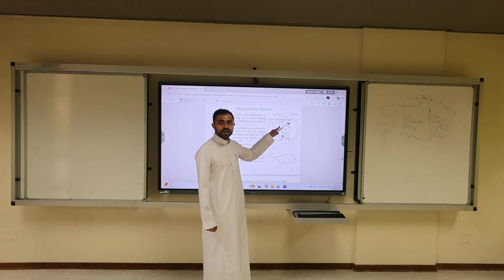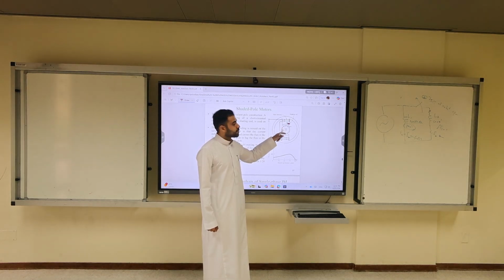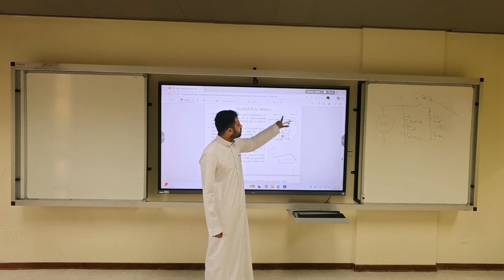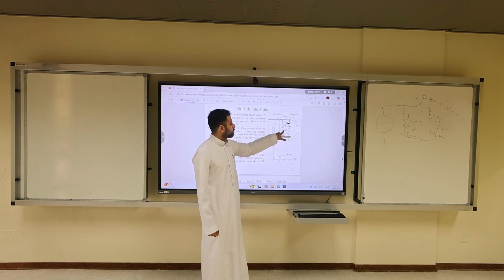What will happen to the flux lines? They will be out of phase. So in the pole you shade some of it with a coil. We call it the shading coil, but we still have the main coil. We connect this to the AC supply. And here we have the rotor.